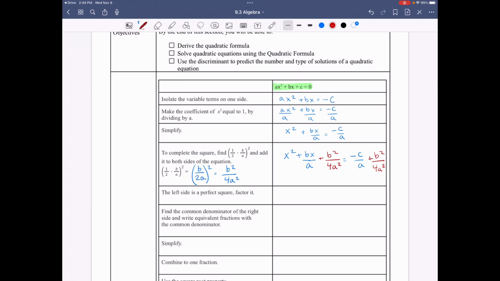The next step says that the left side is a perfect square, so we want to factor it. And when we're completing the square, it's usually this piece that helps us factor it into a perfect square trinomial. So we get x plus b over 2a. And if we were to expand this and FOIL it, we would get this piece. If you don't believe me, you can pause the video and FOIL it out and see that you end up with the piece that's above. So that is just equal to the right side of the equation, which we bring down.